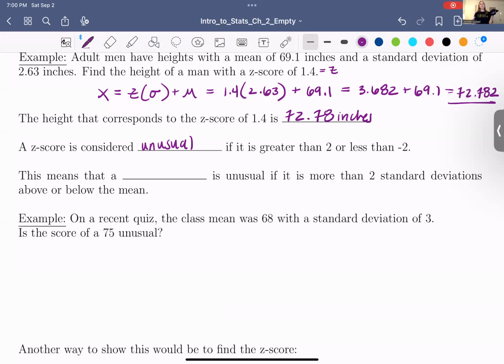So if you're ever asked to fill in this blank: a data value is unusual if it's more than 2 standard deviations above, or more than 2 standard deviations below the mean. Let's look at an example.